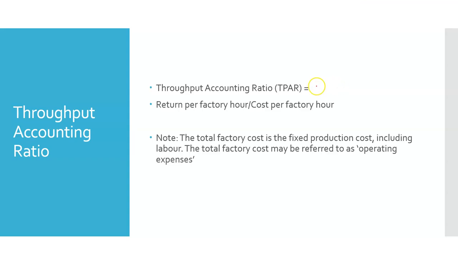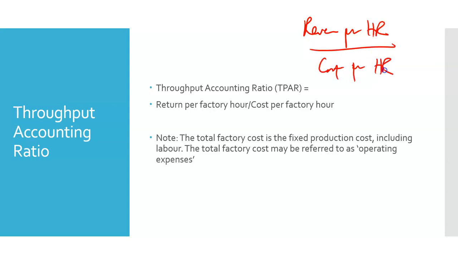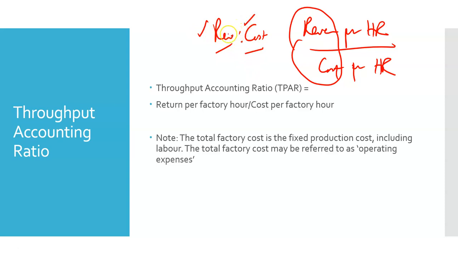But the key point here is this: what we ultimately want to make sure is that the revenue coming in per hour is greater than the cost per factory hour, because in effect we're really comparing revenue minus cost. It's almost like a ratio of revenue to cost. If revenue is greater than cost, then you could argue that the product is worthwhile making, because the revenue per hour is greater than the cost per hour. So that's the key issue here.